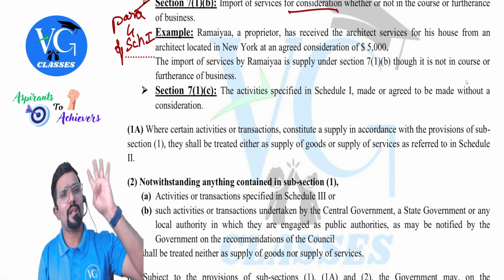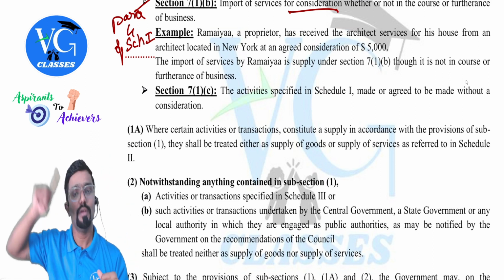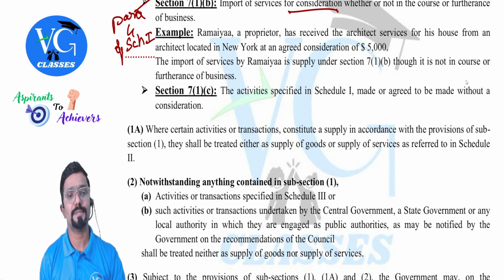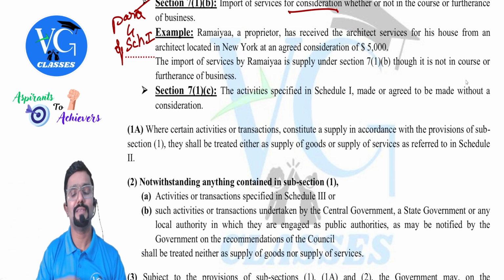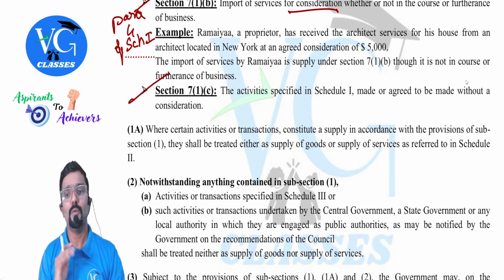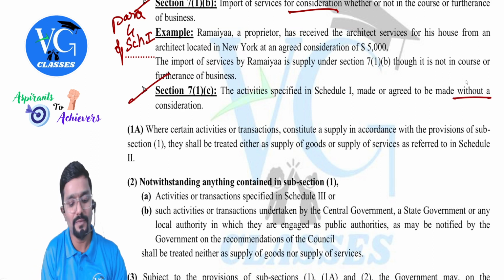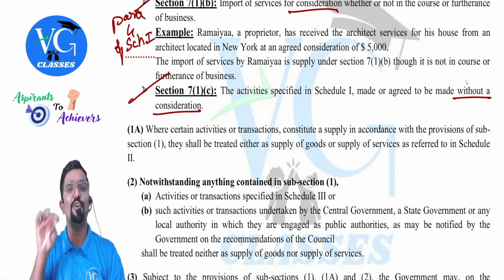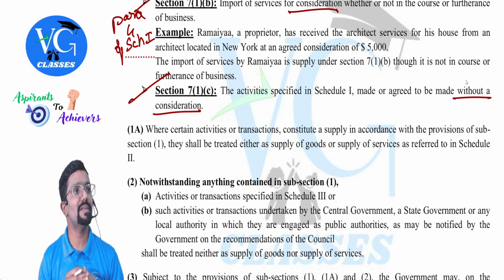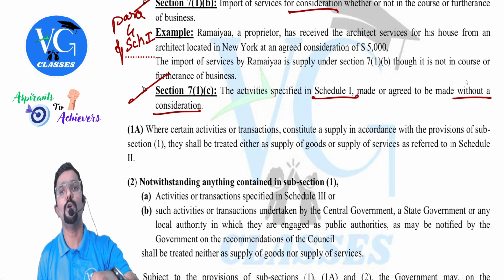They have named it. There are only 4 activities. Where did they name it? They didn't give it in 7(1)(c). They told, refer to schedule. Okay, let us see it. Section 7(1)(c): the activity specified in Schedule 1 made or agreed to be made without a consideration. That means even without a consideration, will these 4 activities be a supply? Yes. Where are they given? In Schedule 1. Now we need to refer to Schedule 1.